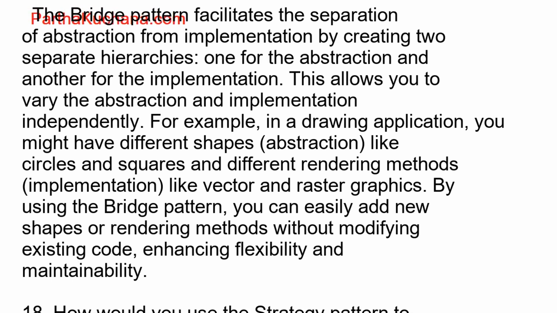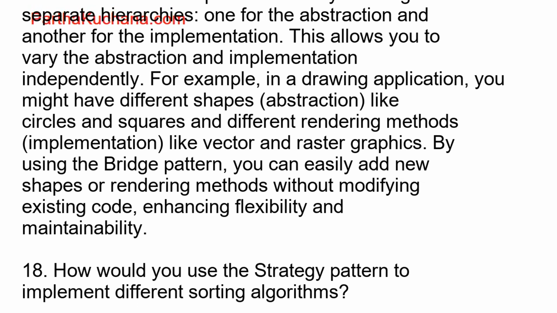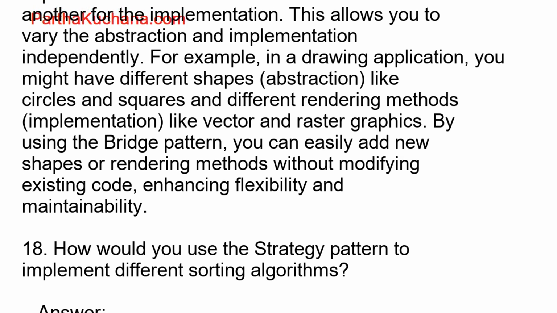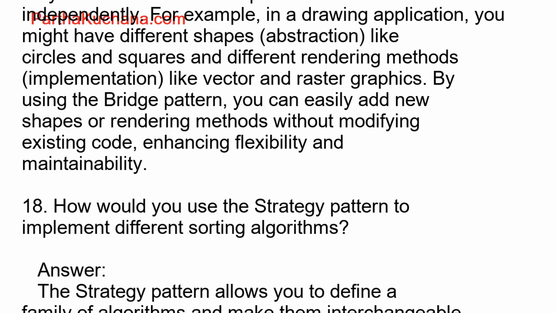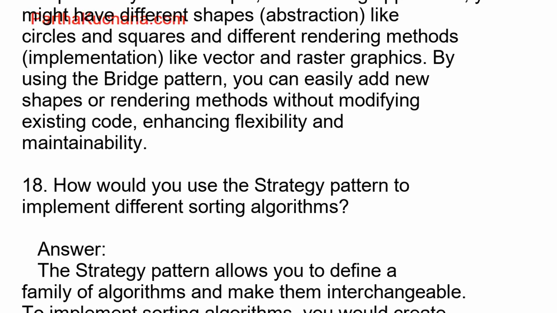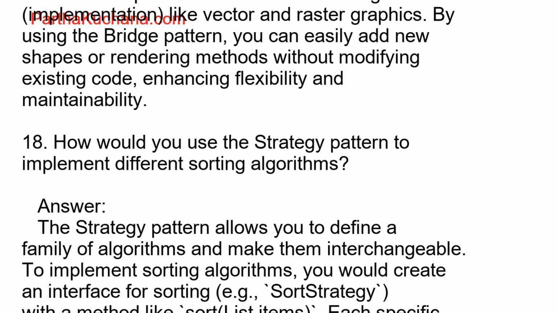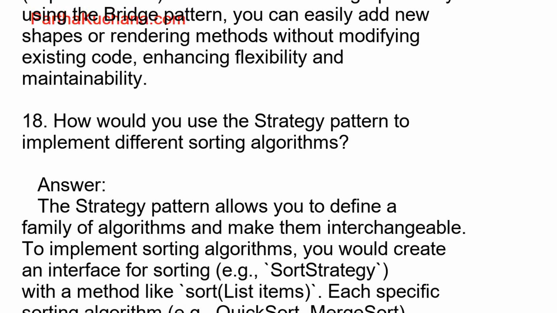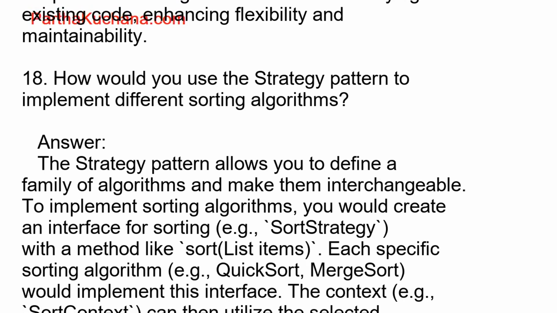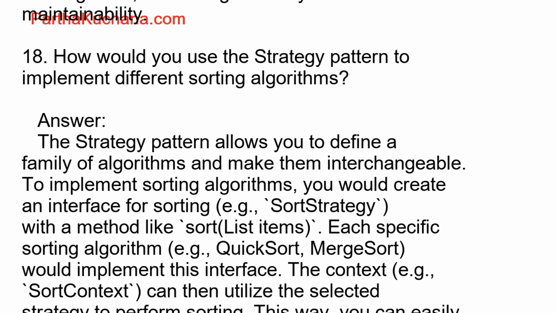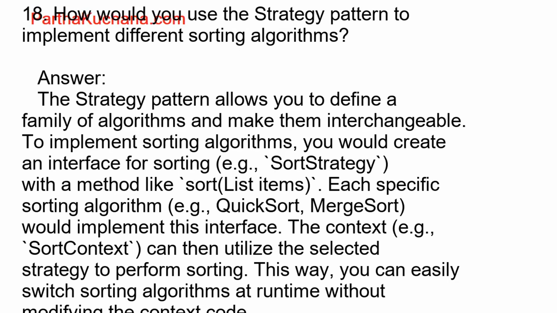The strategy pattern allows you to define a family of algorithms and make them interchangeable. To implement sorting algorithms, you would create an interface for sorting, e.g., SortStrategy, with a method like sort(list items). Each specific sorting algorithm, e.g., quicksort, merge sort, would implement this interface. The context, e.g., SortContext, can then utilize the selected strategy to perform sorting. This way, you can easily switch sorting algorithms at runtime without modifying the context code.